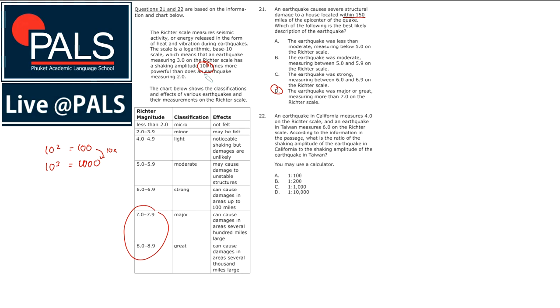If we follow the information in the text that the difference between 2 and 3 is 100, then we have a difference between 4 and 6, which is double that. So from 4 to 5 would be 100 times stronger, and from 5 to 6 would be 100 times stronger. Therefore, together that would be 10,000. So following the information that we're given, the correct answer is D.